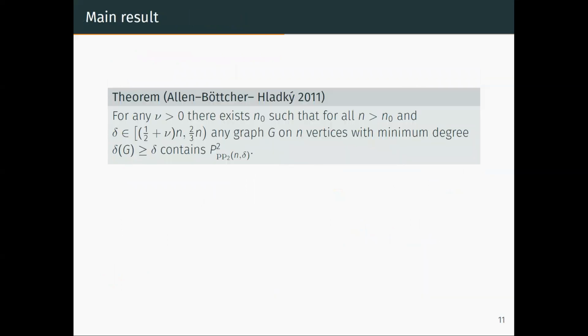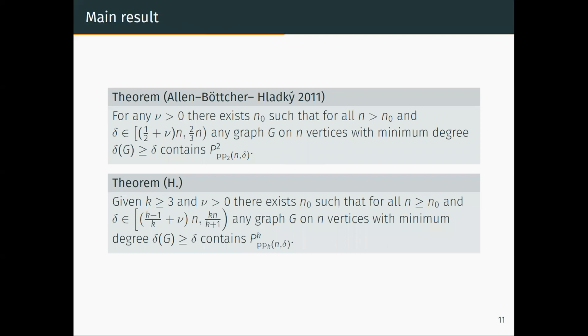Right, and so the main result here is Allen, Böttcher, and Hladký were able to prove that if you gave me any graph with degree in this interesting range, then you are able to guarantee for me a square of a path of precisely the length that you can find in this second construction that we had. And so they conjectured that you can in fact generalize this to all powers of k. And that is our main result: basically, yes, we can.